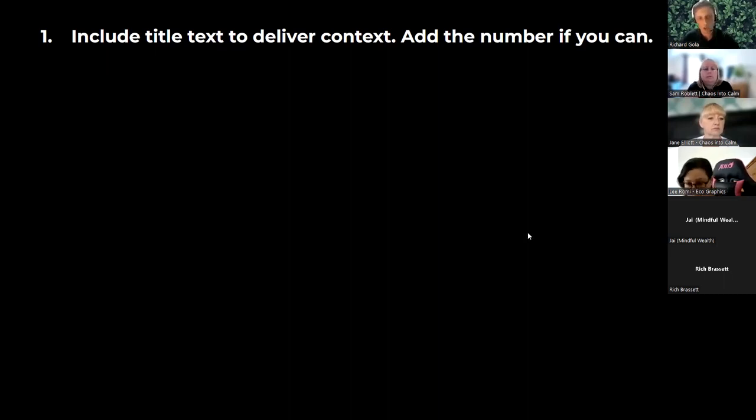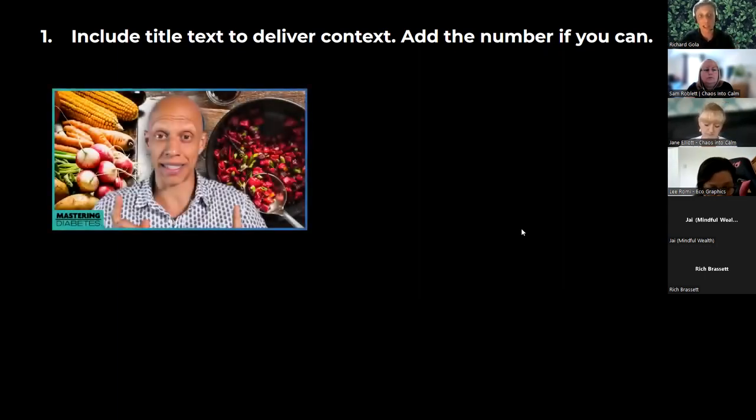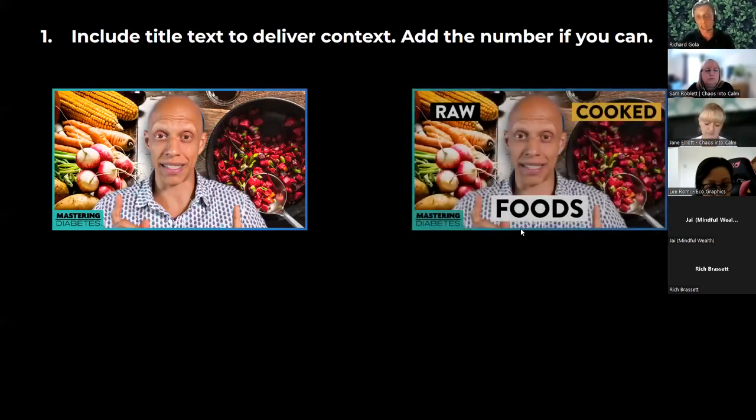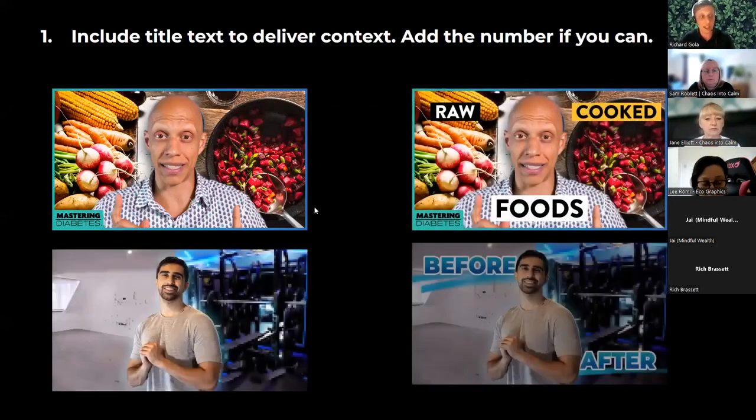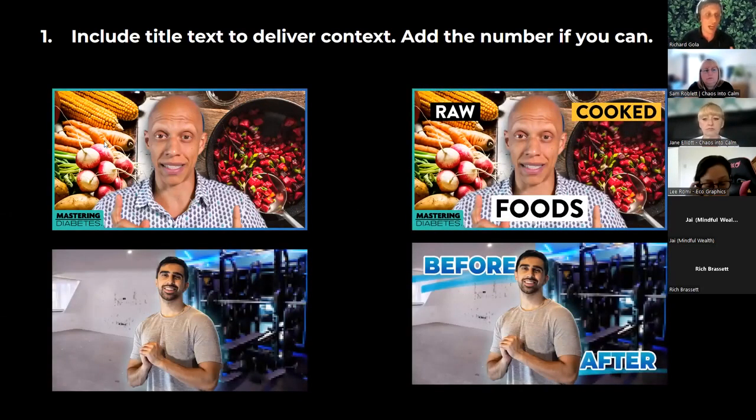So no theory here. If you want to stand out, you have to include the text to deliver the context, and the number if you can. As you can see on the left side, here we have some vegetables raw, and here we have cooked. If we add some kind of title over here, some text, you are already receiving the context of the video, and you can evaluate if this video will be good for you or not.